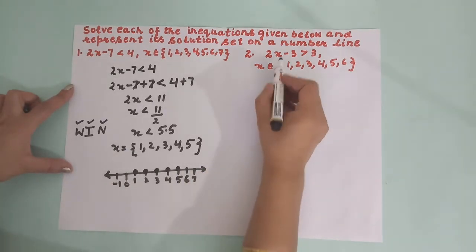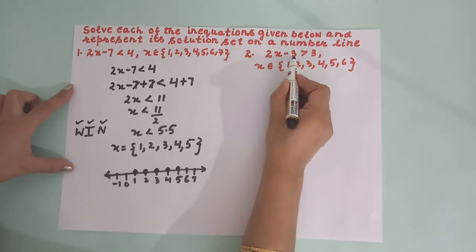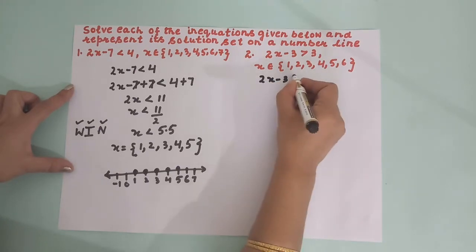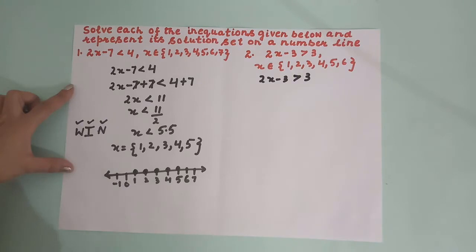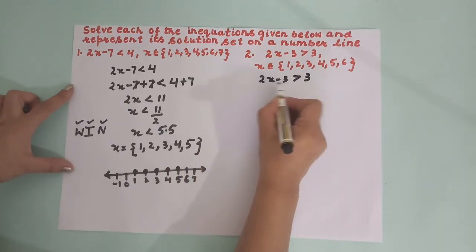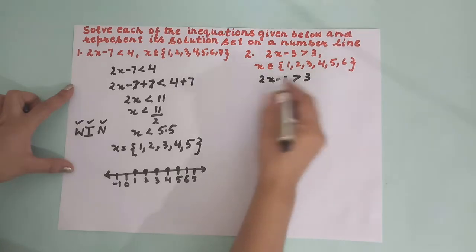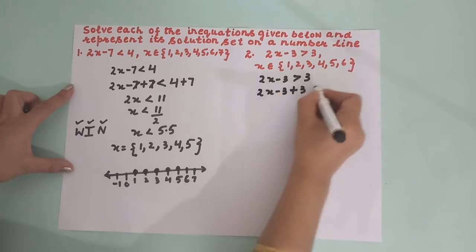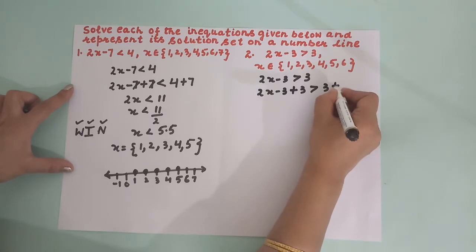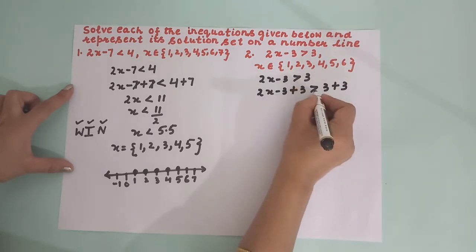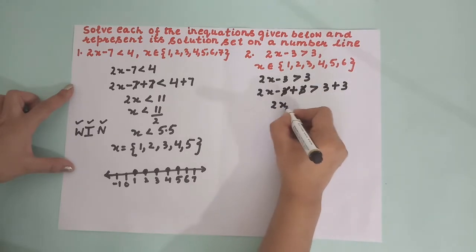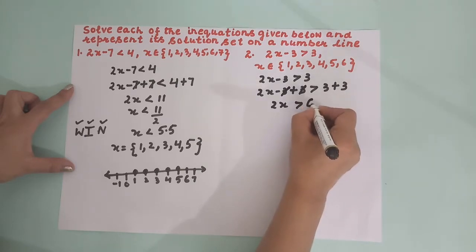Let's try one more example. We have 2x minus 3 is greater than 3. So 2x minus 3 is greater than 3. We need to get rid of this 3. We need to isolate the x term. So we will add 3 to both sides of this inequation. Again, adding a positive number to both sides of the inequation does not change the inequality sign. My inequality will remain same. So you will get rid of this 3. You are now left with 2x is greater than 3 plus 3 is 6.